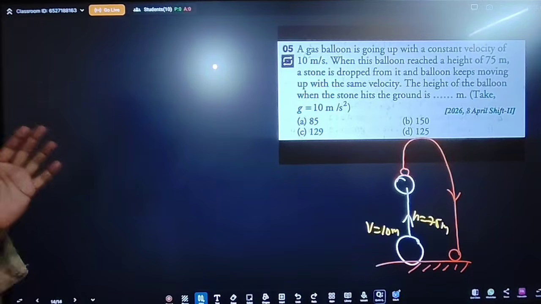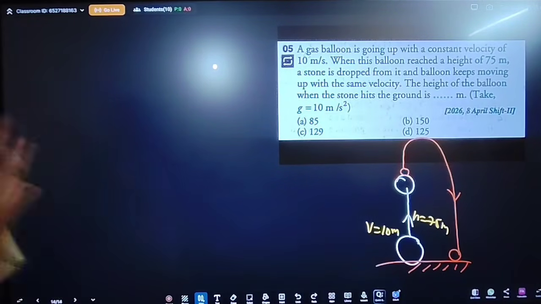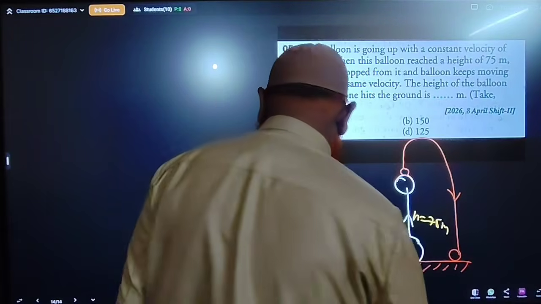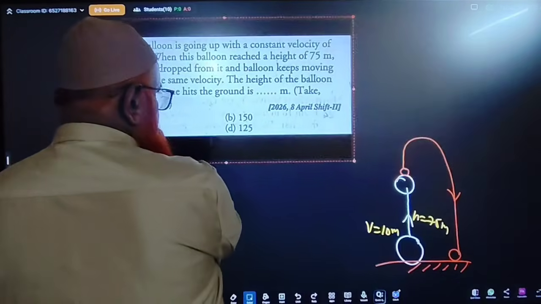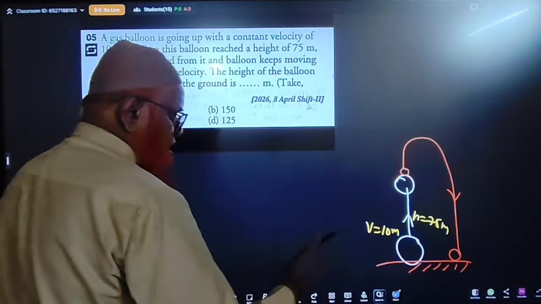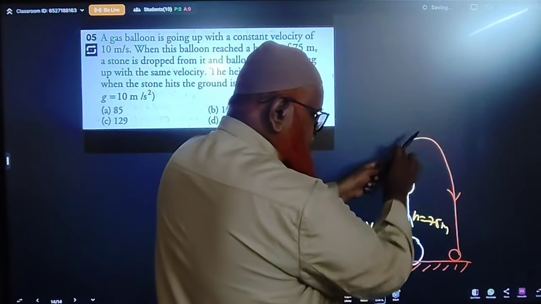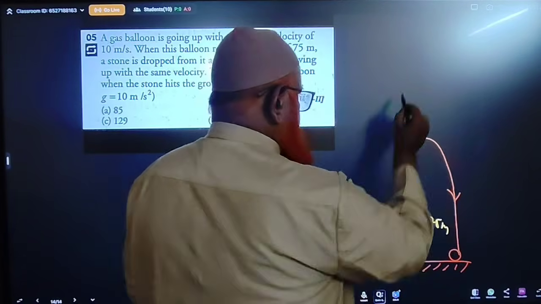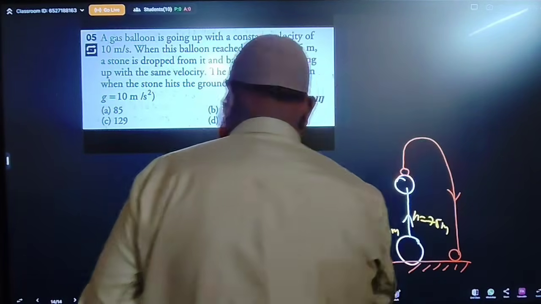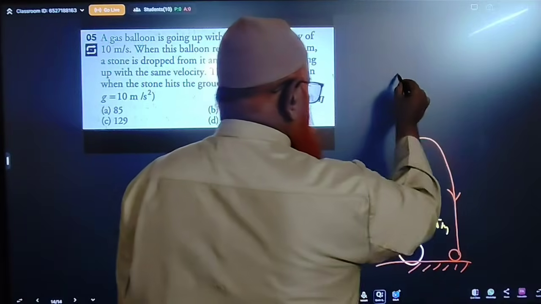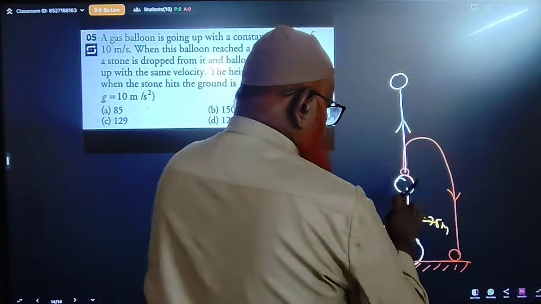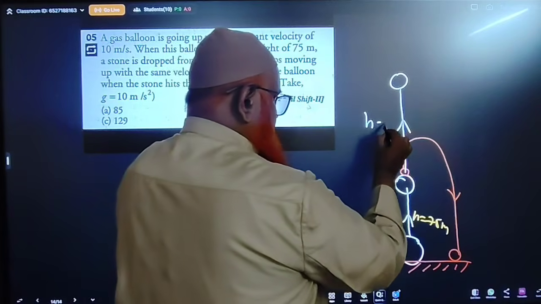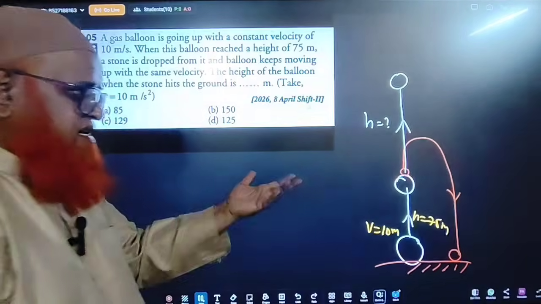Then the height of the balloon when the stone strikes the ground, what does it mean? That height we know. But what height is it asking us to find out? Here, when the stone was dropped, the balloon continues to move upwards. So like this. And when the stone reaches the ground, the balloon may reach a certain more height, and this height we don't know. We have to find out how much height it has reached.